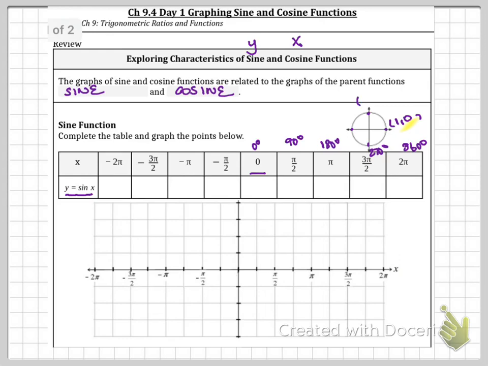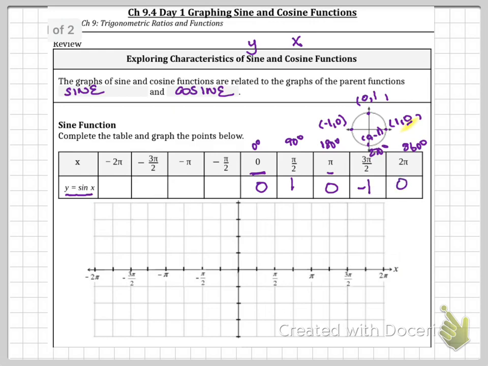Let's go ahead and finish labeling the ordered pairs for these points. So at the top, that is x is 0, y is 1. On the 180 degrees, this is -1, 0. And all the way at the bottom, that is 0, -1. So when we're looking at these points, at 0 radians, our y value is 0. At pi over 2, our y value is 1. At pi, or 180 degrees, that is y is 0. Then at 3 pi over 2, or 270 degrees, that y value is -1. And then at 2 pi, we're back at 0.